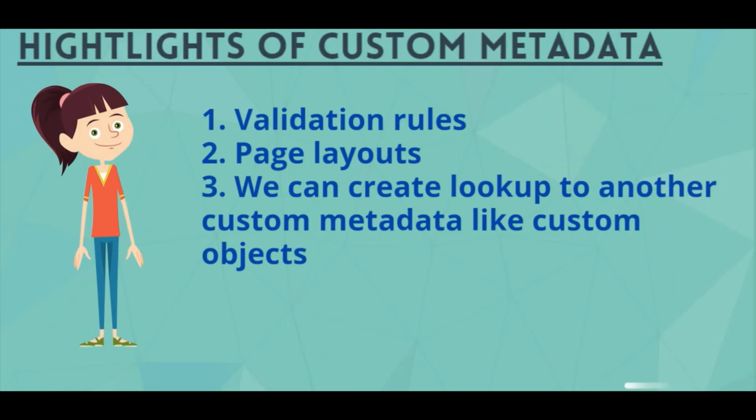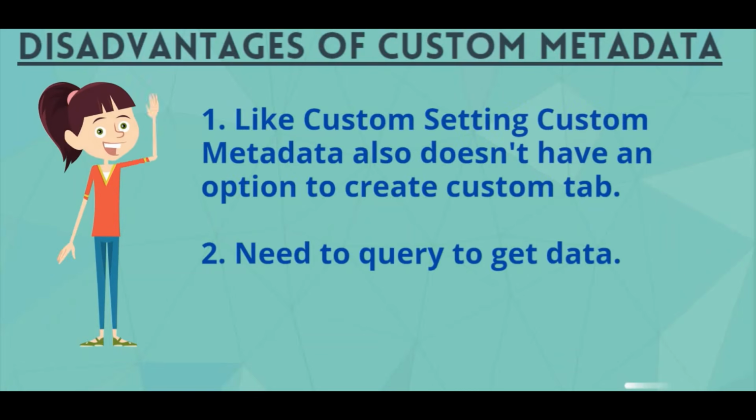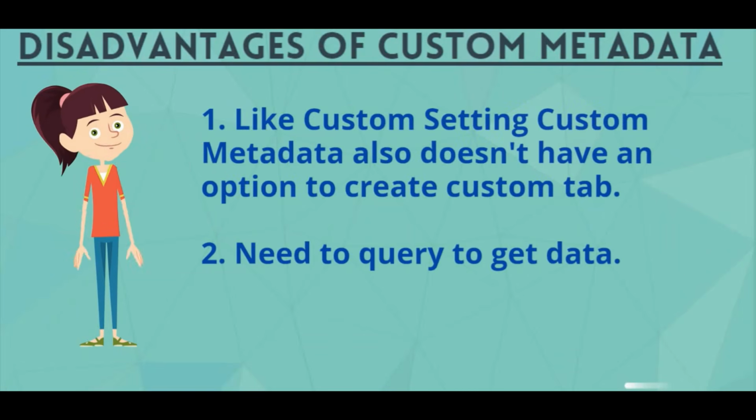Like we are doing in custom objects. Example, contact has a lookup to account, right? In the same way, we can have lookups on some other custom objects. These kinds of things can also happen in custom metadata, but this is not possible with custom settings. These are the major highlights of custom metadata along with the deployable feature. Now comes the disadvantages of custom metadata. Custom metadata has a couple of disadvantages.